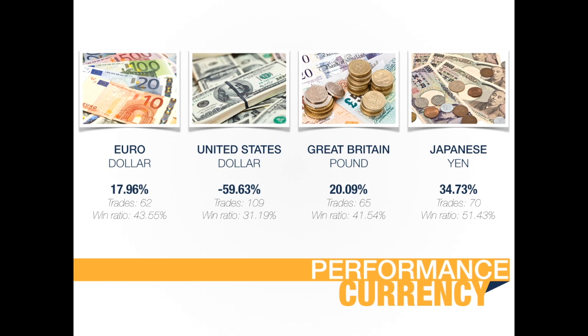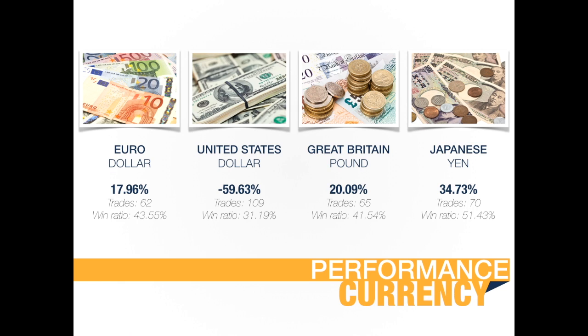So if we break it down by currency grouping, basically we can see that Euro dollar gave us a total of 17.96% return, totaling 62 trades with a win ratio of just above 40%. And shockingly, our US dollar group itself gives us a huge negative return, basically close to negative 60%, with a win ratio of just slightly above 30%.